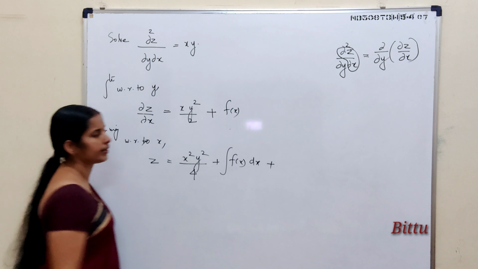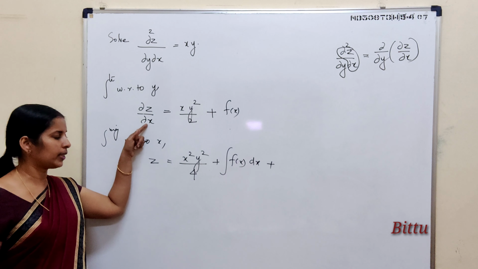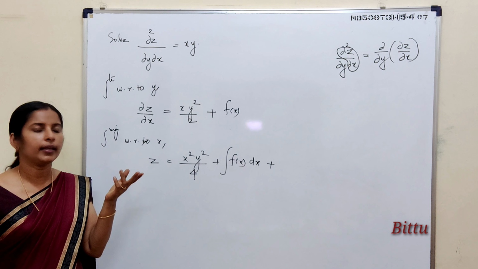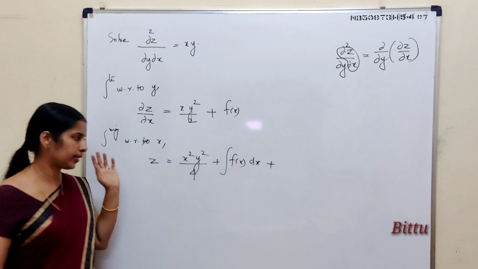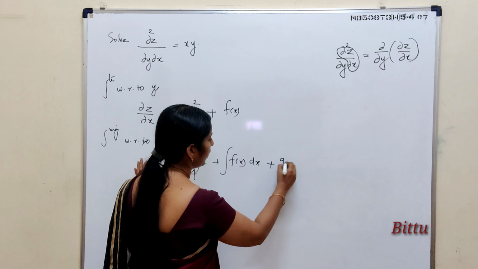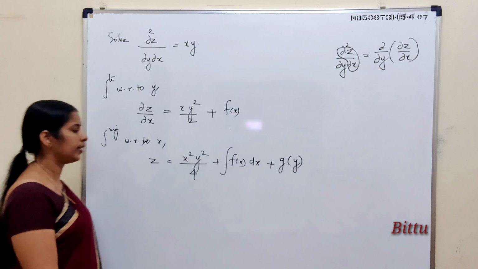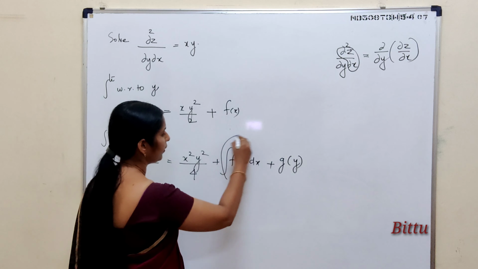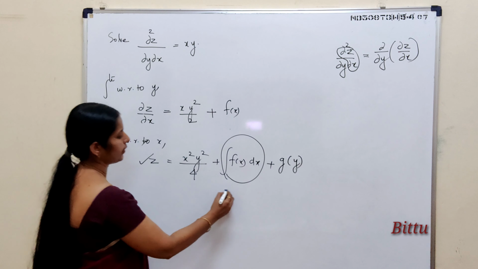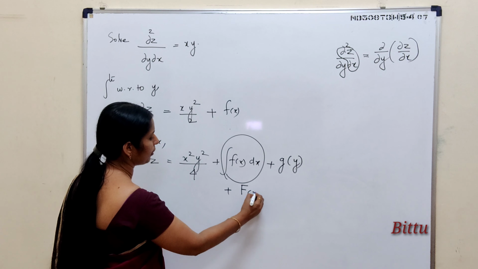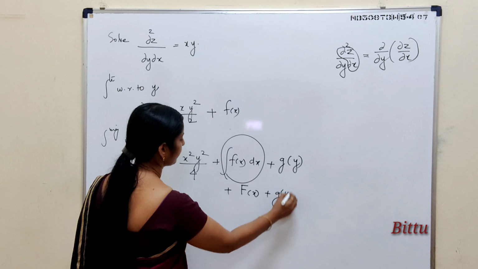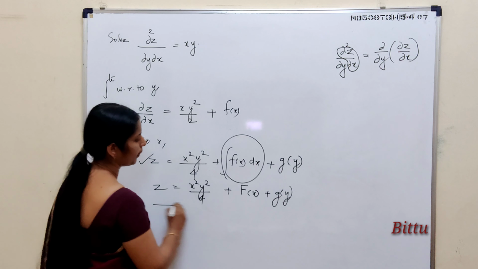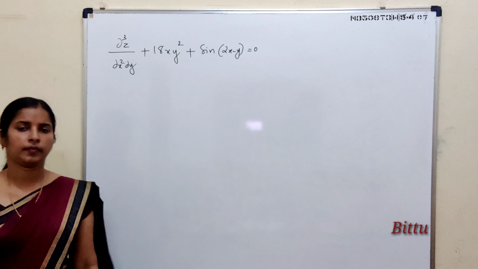Plus, after integration there is a constant. While integrating with respect to x, you kept y as a constant, so y will occur in the constant. So the constant is a function of y, let it be g(y). This is our z. That is the solution. Again, you can see the integral of f(x) dx is another function of x, let it be f(x). So it is z = x²y²/4 + f(x) + g(y).